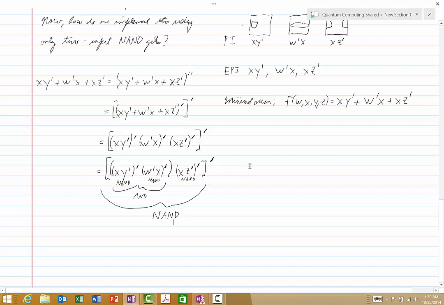So that is how we can take a function and implement it in an efficient way using two input NAND gates, two input AND gates, and inverters. And the good news is that all of those can be implemented with Toffoli gates. So now let's look at some problems.